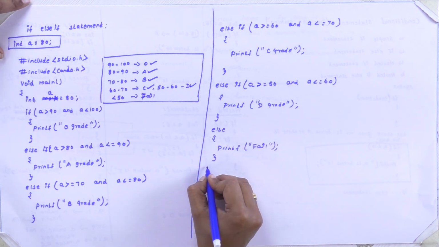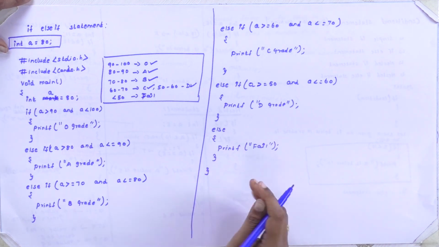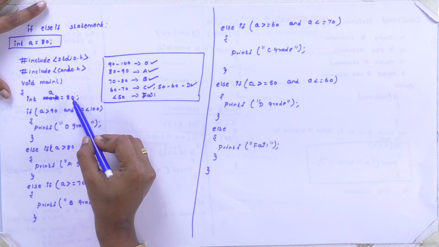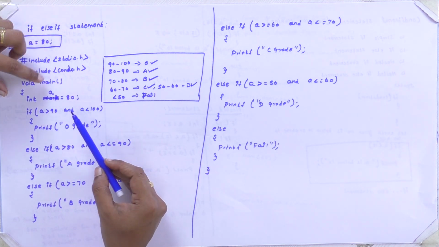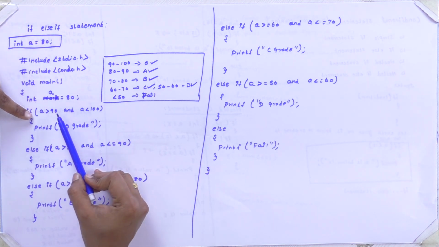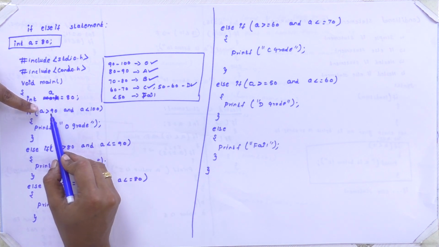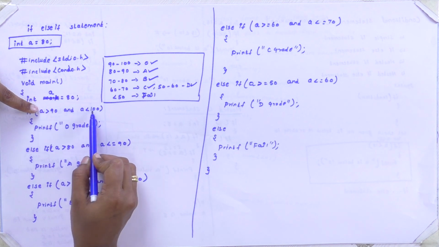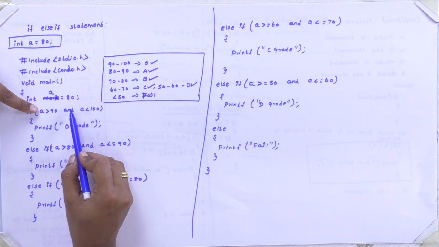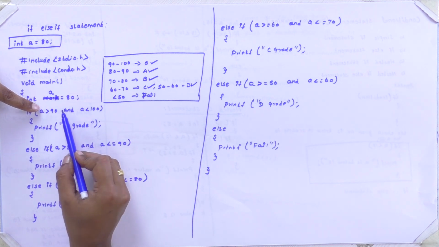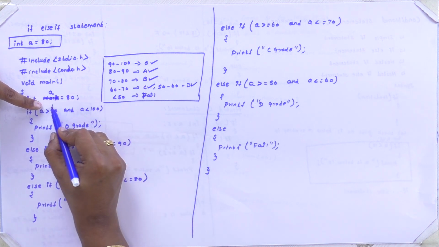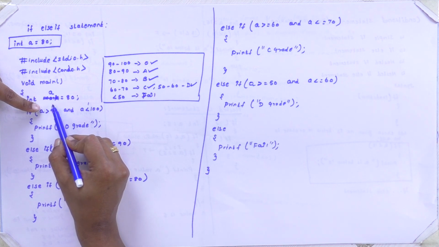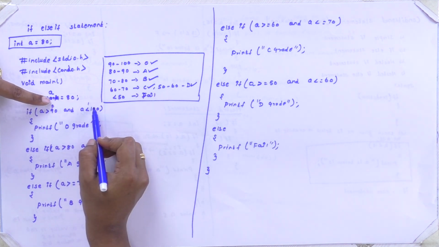Again I am going to close this void main. So let's check: when the input is 80, what will be the output? First it will check whether 80 is greater than 90. The condition is false. When you are seeing and conditions, both conditions must be true for it to execute the statement. So 80 greater than 90 is false, so it does not execute the statement.